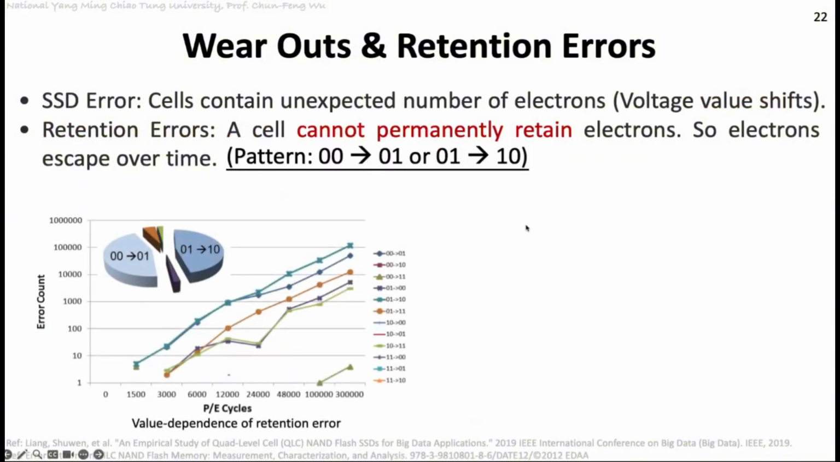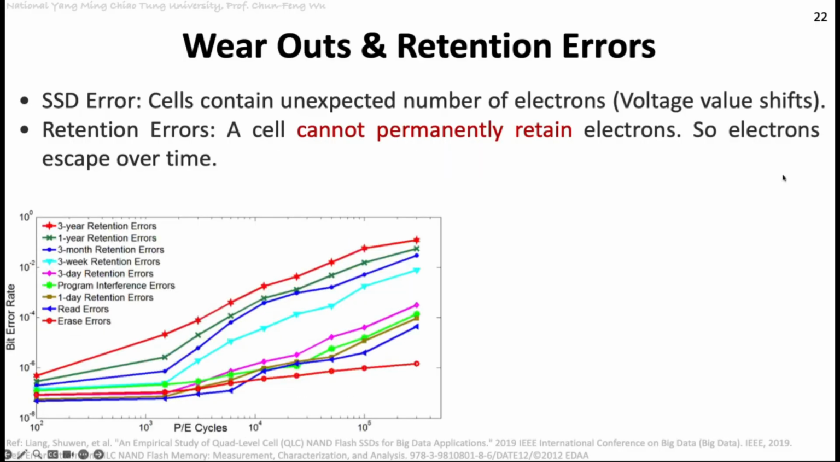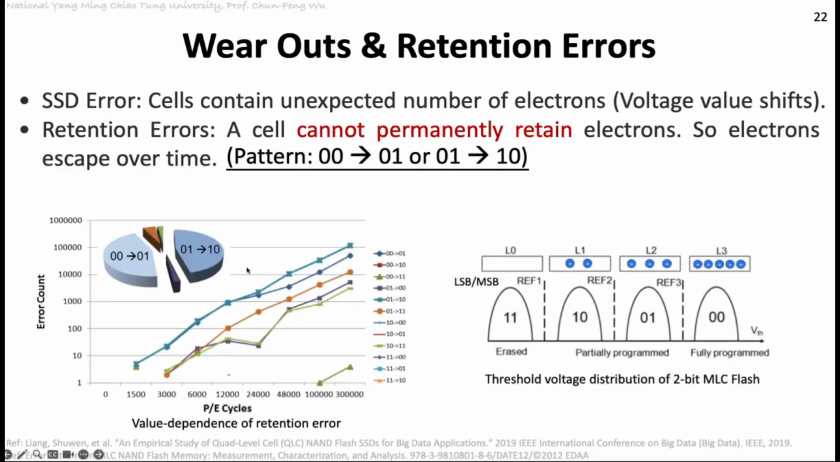So retention is about when you just leave the SSD there and don't use it, but the dielectric is still the object there. If you leave it for 1, 2, or 3 years, the retention capability will become lower and lower. One day it is possible that you cannot retain the electrons, you cannot capture the electrons inside. So people have done analysis on this kind of error.